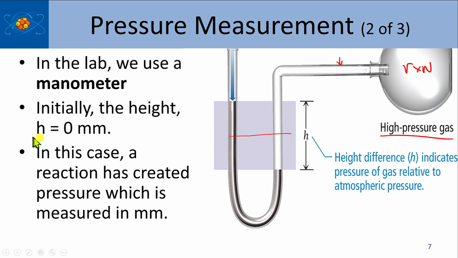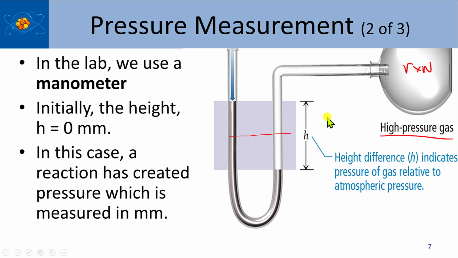So initially the height, we would call it 0 millimeters of mercury, if this was a mercury manometer, and then we close the valve that's up here, right? And then we allow the reaction to proceed, and if the reaction produces a gas, then it pushes one side down, and the other side correspondingly goes up, but the pressure that the gas generates is the difference between the top level of mercury and the bottom level of mercury.